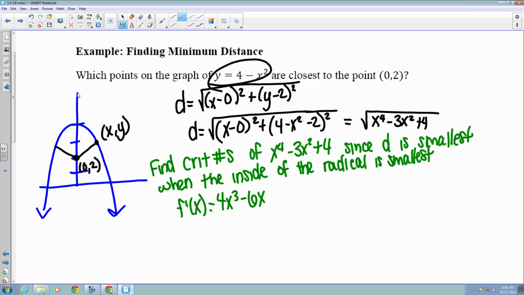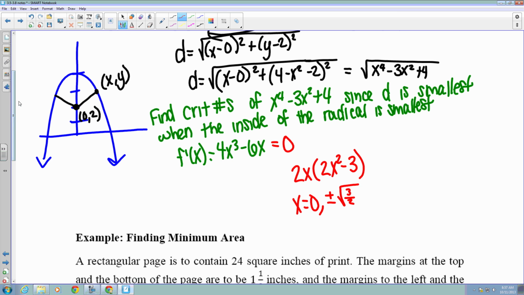So set that equal to 0, and pull out a 2x. And you get 2x squared minus 3. And you get 0 and plus or minus square root of 3 halves. So 0 wouldn't make sense for our x value because (0, 2) is our point. So we're obviously not going to use 0. So the 2 points that we want are plus or minus square root of 3 halves.